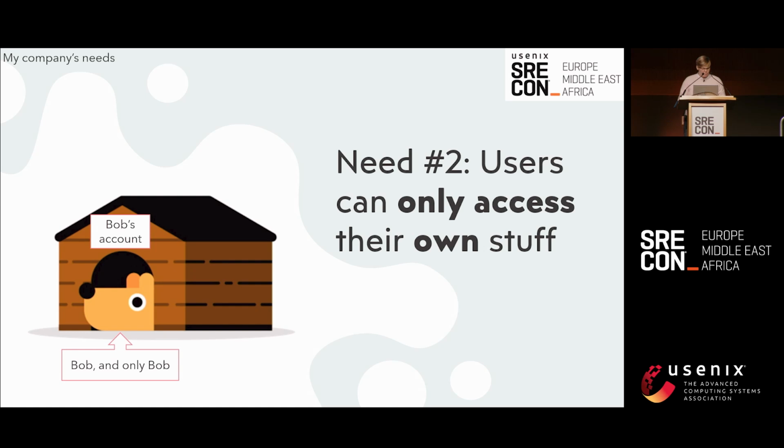And need number 2 is users can only access their own stuff. So once I've said that's Bob, and Bob signed in, Bob can get into Bob's account and nobody else can. And Bob also can't get into Alice's account. And if there are any exceptions, which sounds kind of wild at this point in time, but if there are exceptions, they need to be clear.